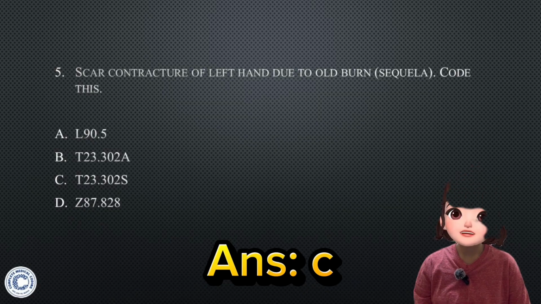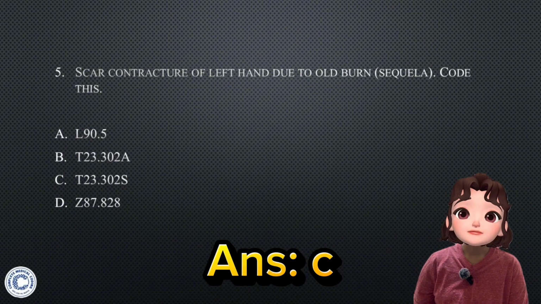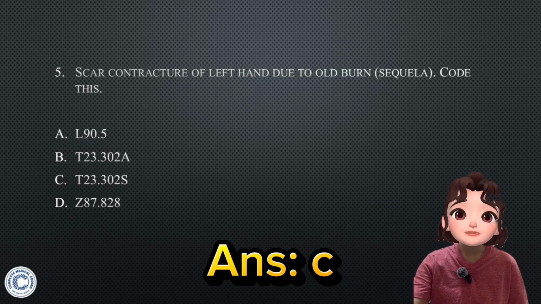Okay, so scar contracture of left hand due to old burn, which is sequela. That means it is third. Sequela always represents third degree only in the burns. So here it will be option C.